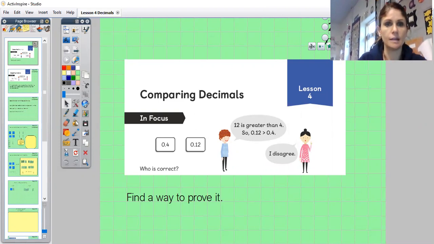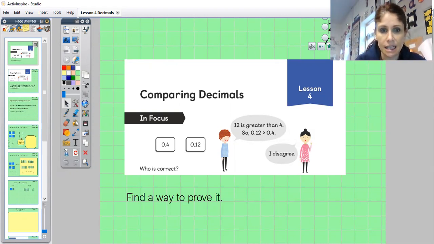So, our lesson this morning is carrying on with decimals. Today we're moving on to comparing decimals. We've thought about how to read them and write them, and this is our next step on our learning journey. Okay, so your in focus task today.